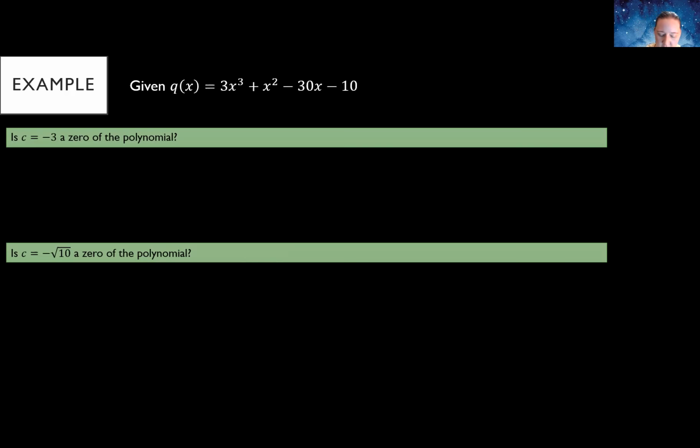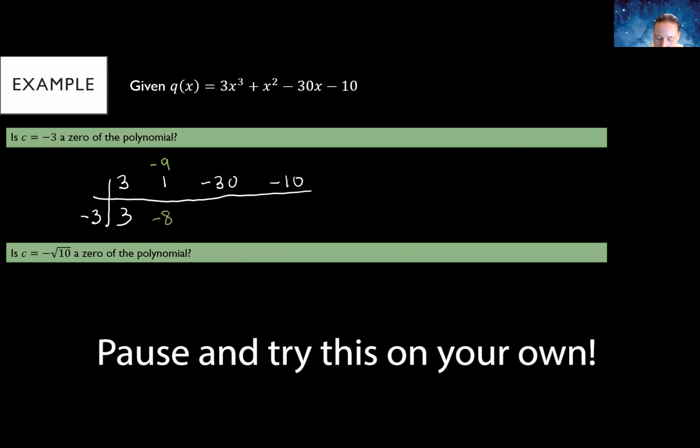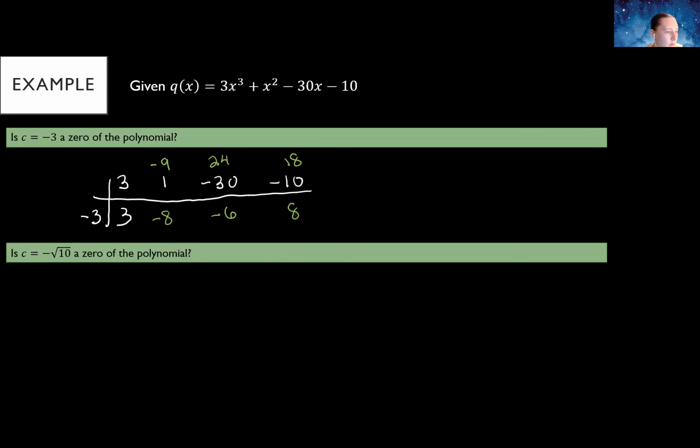So again, we're just practicing the synthetic division. I encourage you to do that on your own and put your answer in the chat. When we set up the synthetic division, my coefficients are 3, 1, -30, -10. And then we're using -3. Okay, so we've got agreement that c equals -3 is not a 0.